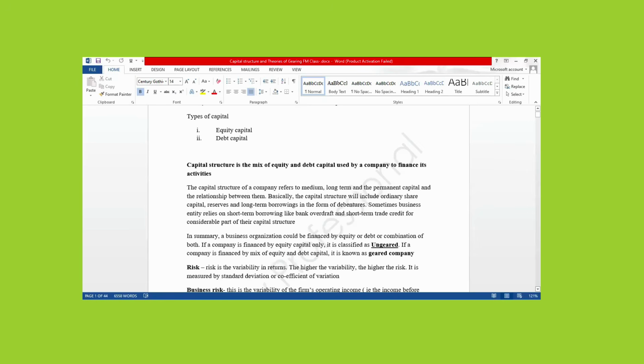In summary, a company or a business may be financed by equity capital or debt capital, or a combination of equity and debt capital.